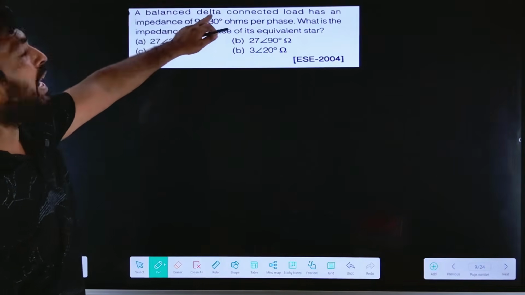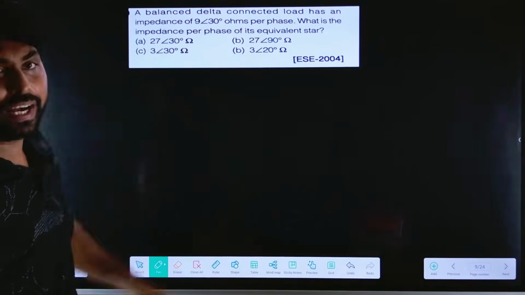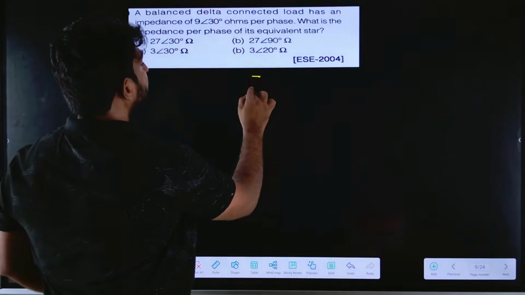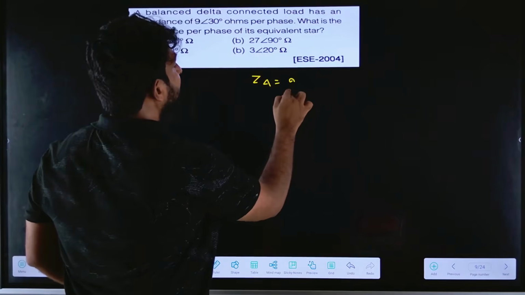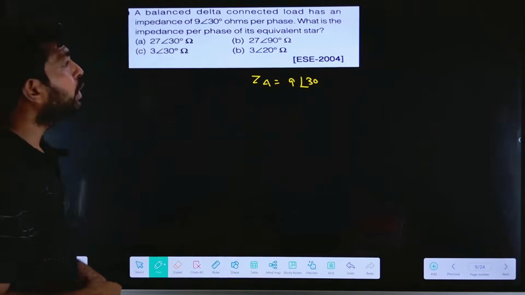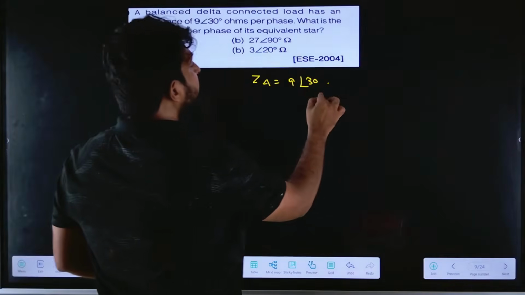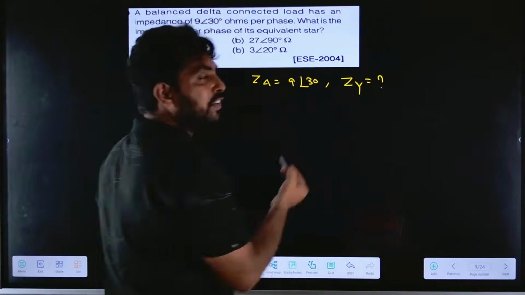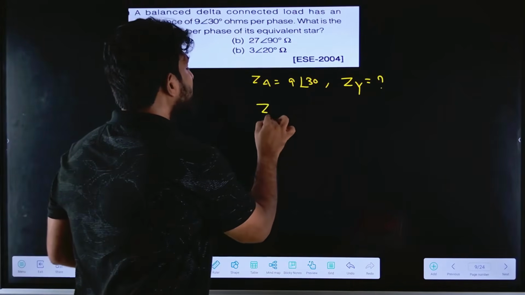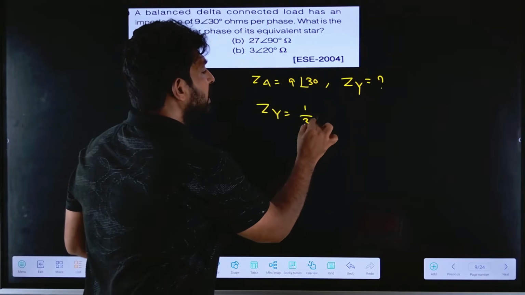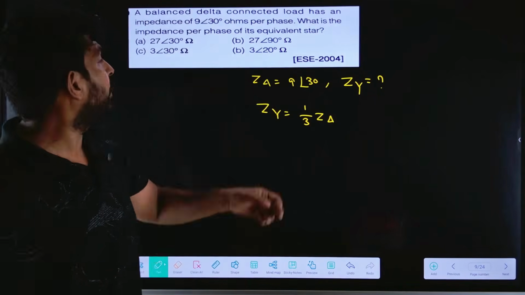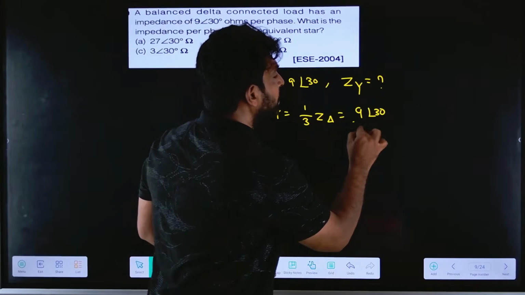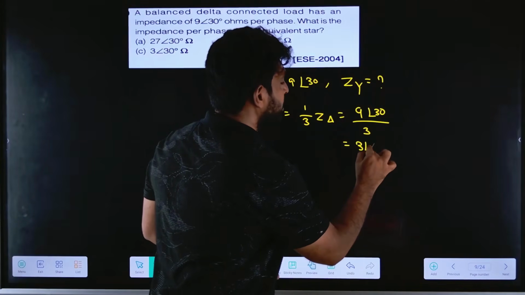Here, a balanced delta connected load has an impedance of 9 at an angle of 30 degrees. We need to find the equivalent star, Z star. How can we find it? As we know, Z star equals 1/3 of Z delta. So from this, it is 9 at an angle 30 divided by 3, which is equal to 3 at an angle 30 degrees.